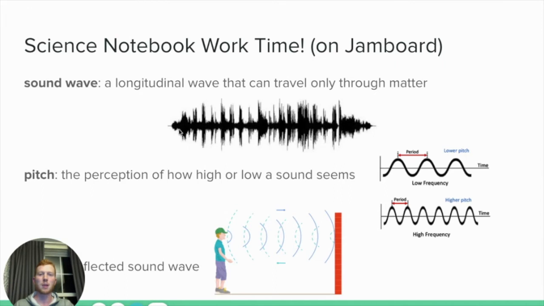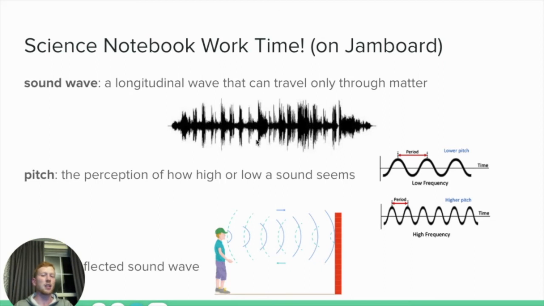up to the top, which you should know is the crest, or the bottom, that would be the trough, right? And then you should know that the wavelength would be from crest to crest or trough to trough. Okay, so that is a sound wave.